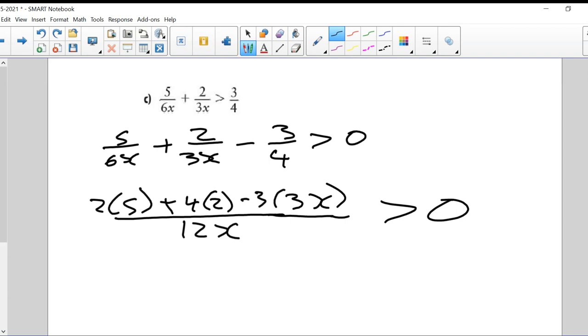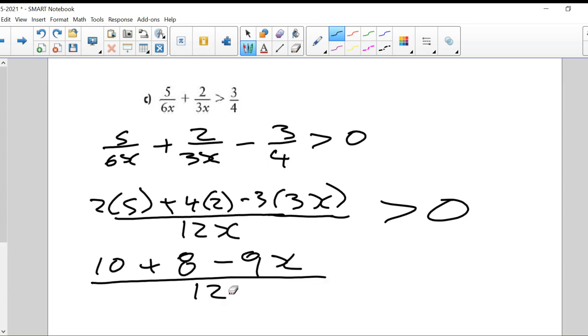Okay, let me just double check that I didn't make any mistakes. Usually if I do, one of you normally is kind enough to point that out to me. That would be 2 times 5, which is 10. That's 4 times 2, which is 8. 4 into that would be 3x. So minus 3 times 3x, that looks good. So this would be 10 plus 8 minus 9x all over 12x is greater than 0.